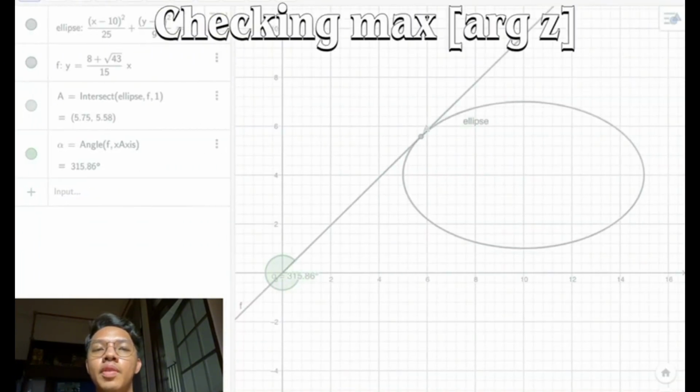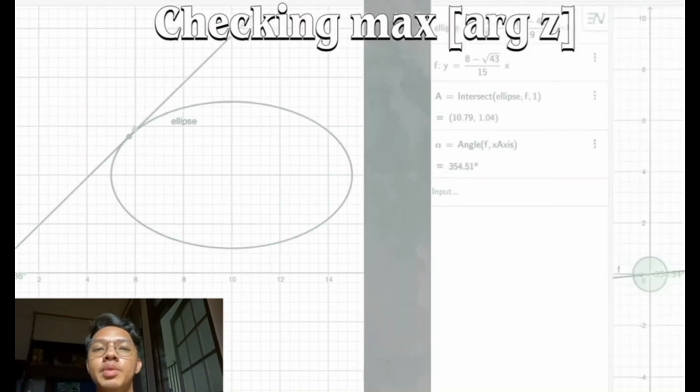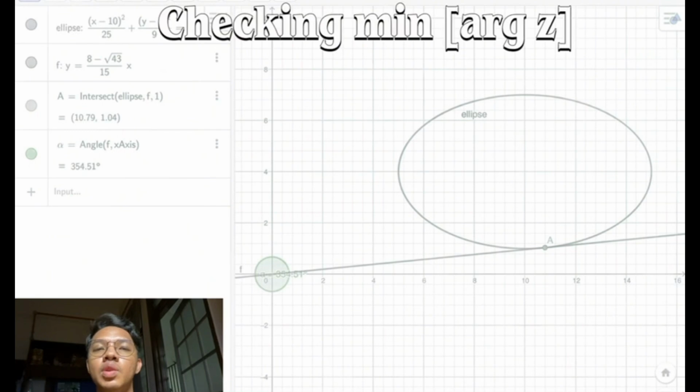Then, for the proving of minimum and maximum argument z, first we draw a linear line with the gradient that our friend calculated before, which is 0.97. The angle from the positive x-axis to the line is the maximum argument z, and for the minimum argument z, we draw a line with gradient 0.096. The angle from the positive x-axis to the line is the minimum argument z.